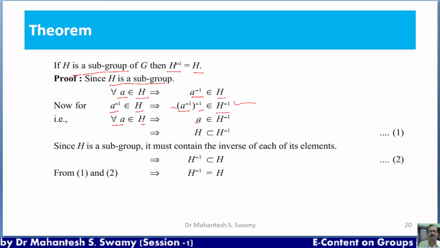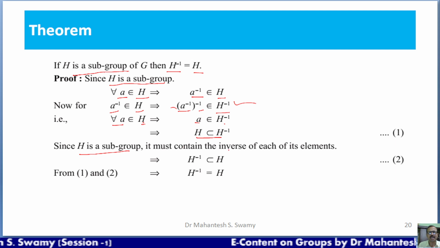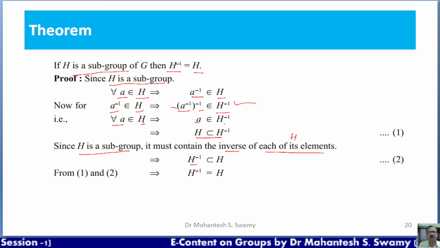So for all A belonging to H, we have proved that A belongs to H inverse also. Therefore, every element of H is an element of H inverse. Therefore, H is a subset of H inverse. Similarly, since H is a subgroup, it must contain the inverse of each of its elements. Therefore, H inverse, containing the inverse elements of H, which are also present in H, means every element of H inverse is also an element of H. Therefore, H inverse is a subset of H.